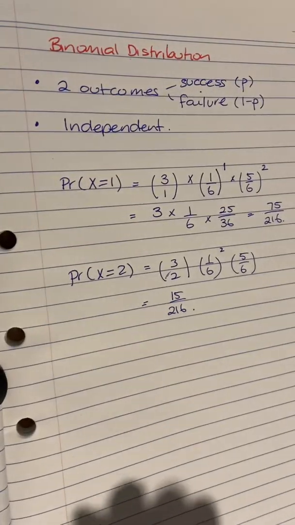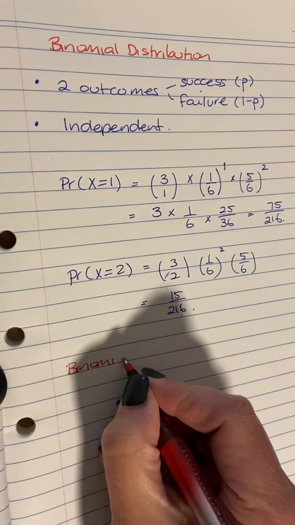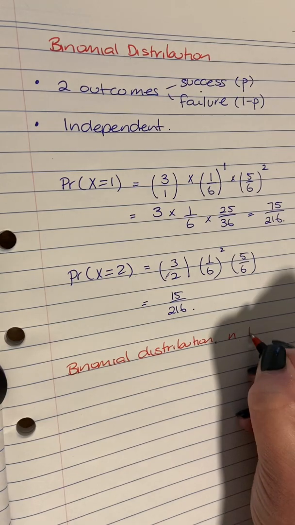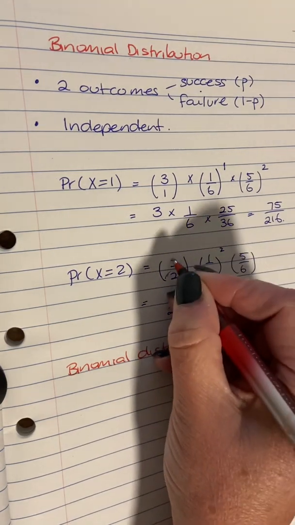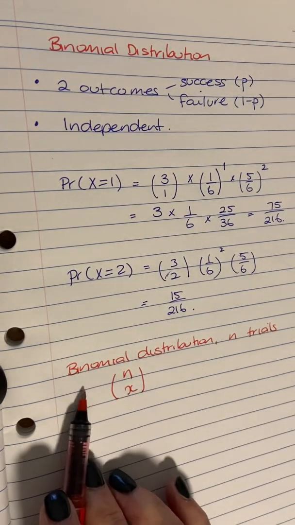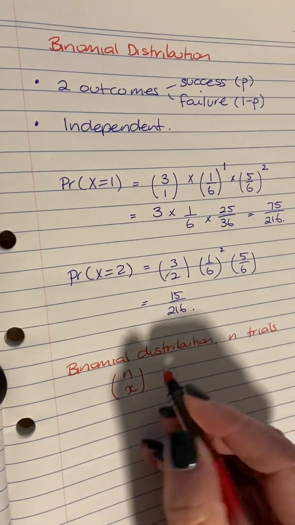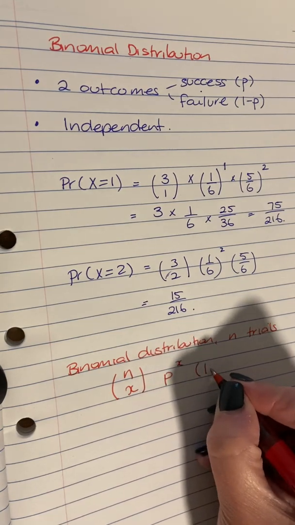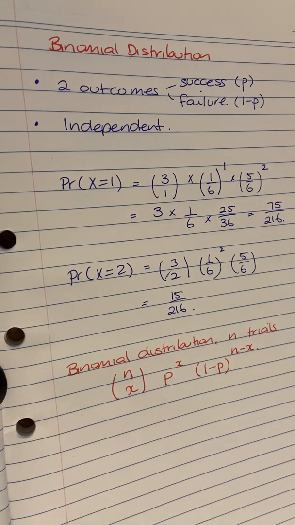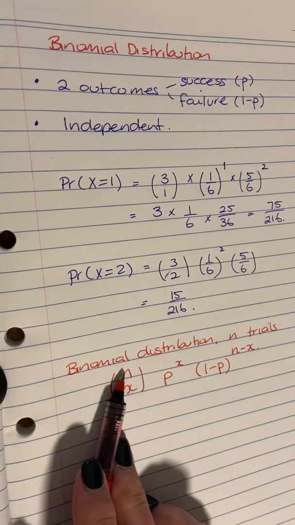Right, so let's have a think of what this might look like as a general formula. For a binomial distribution with n trials, so we had 3 trials, but if you had n trials, you say it's n choose x, and x changes each time, whether it's 1 or 2 or 3. And then you do the probability of success to the power of x times the probability of failure to the power of n minus x. And that will give you the answer every time, so you don't have to worry about drawing a tree diagram if this number was quite big.